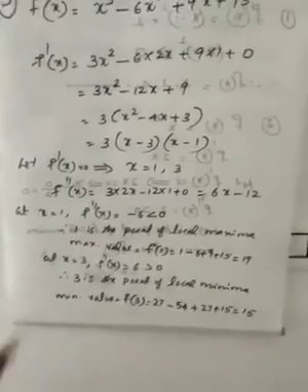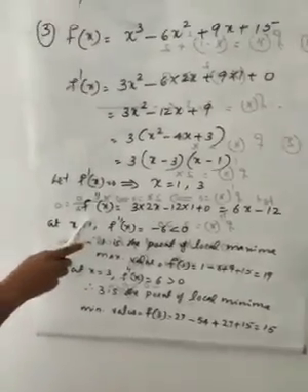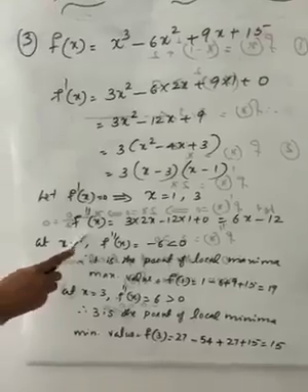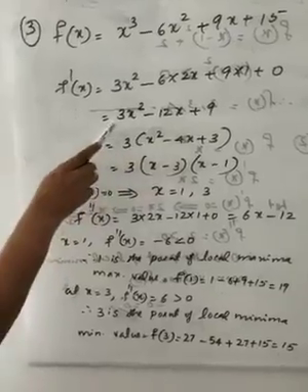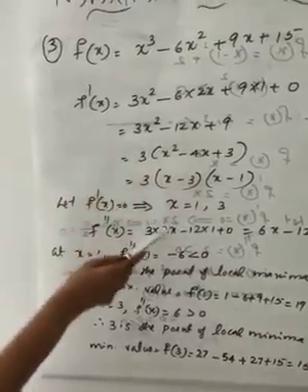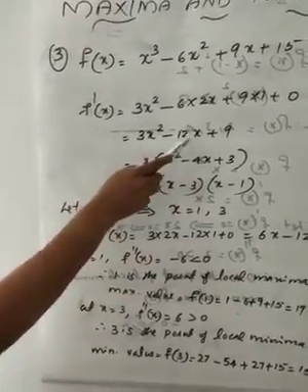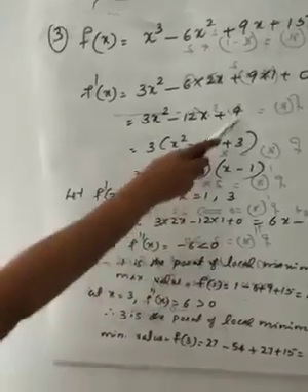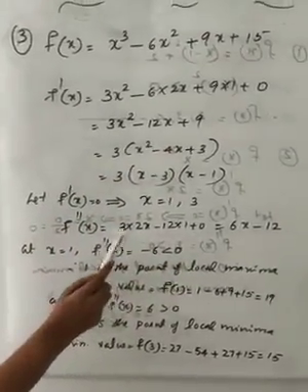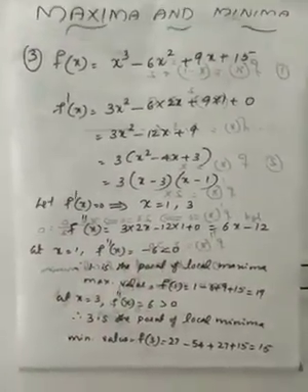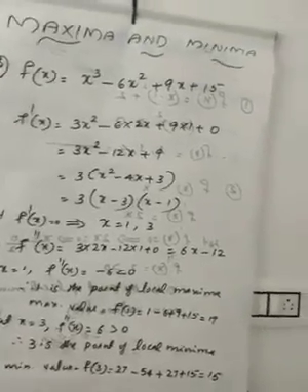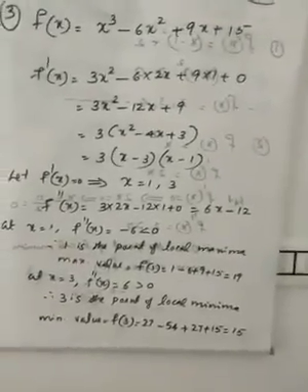And the next step, find f double dash x, the second order derivative. That is differentiating f dash x. What is the derivative of f dash x? 3 into x square derivative 2x, minus 12 into x derivative 1, and 9 constant derivative 0. That is 6x minus 12. Here the second order derivative is not independent of x, it is in terms of x.